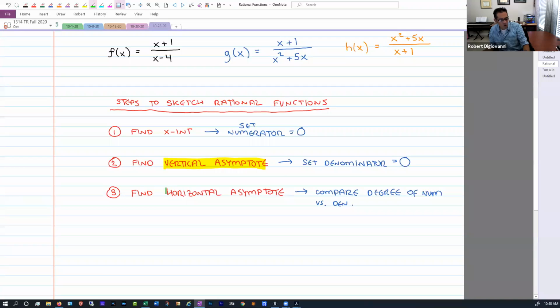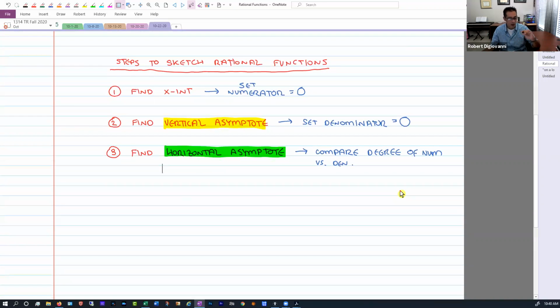Again, you don't know what a horizontal asymptote is right now, and don't worry about this right here. It's just that when I come into class next time, I want to be able to put these steps up and say, okay, this is where we were. Let's now talk about what a vertical asymptote is. Let's talk about what a horizontal asymptote is. Let's talk about these steps. Okay, so we find the X-intercepts. We find the vertical asymptote. We find the horizontal asymptote.